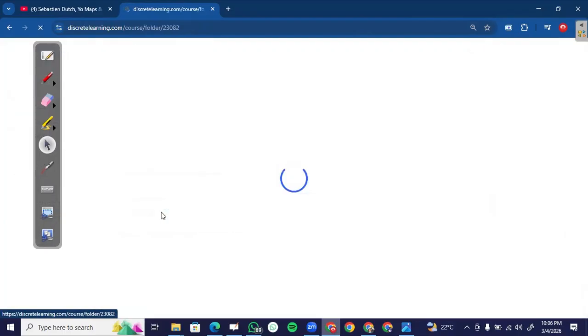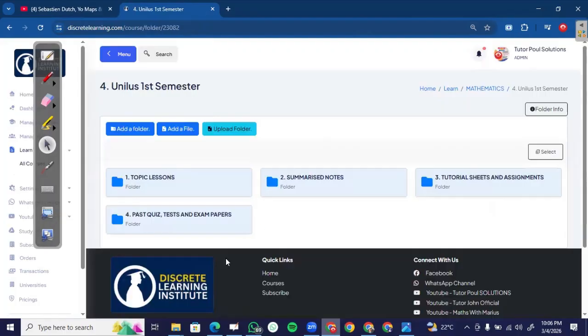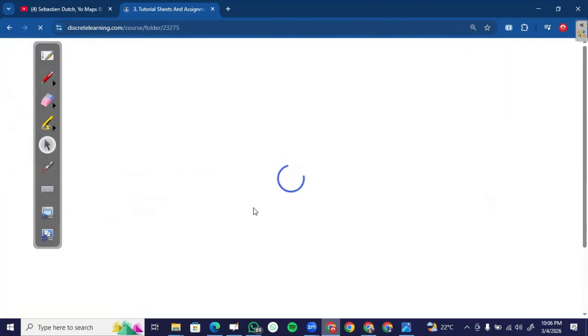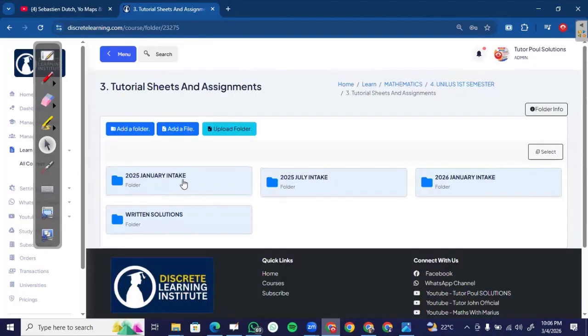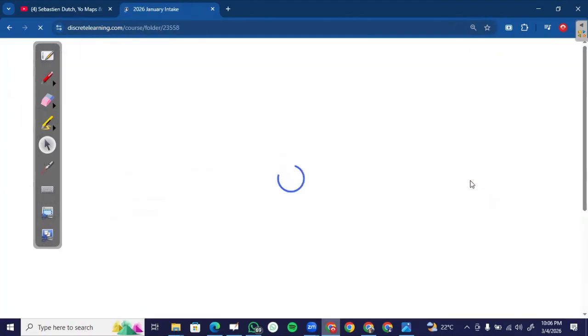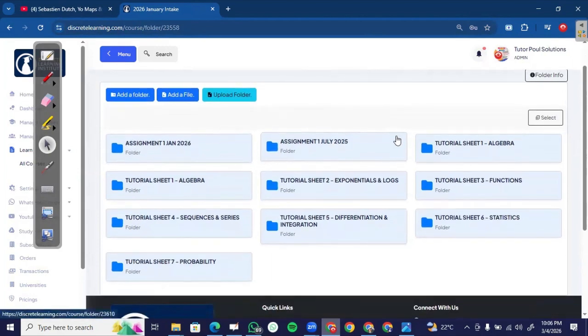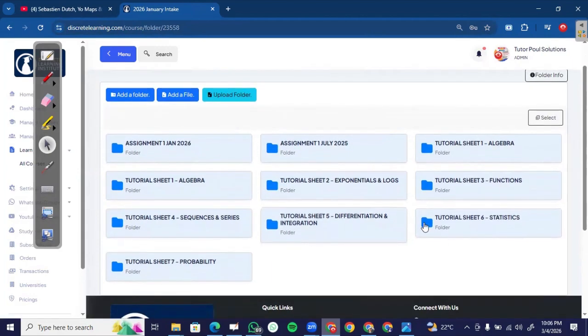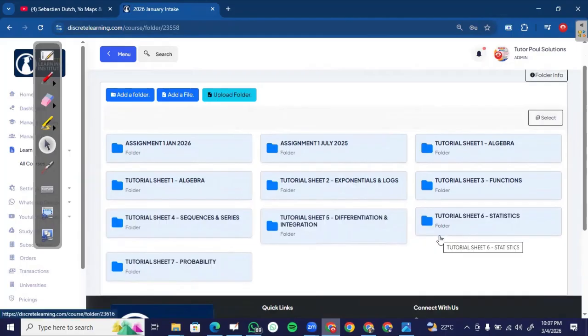So if I click on the semester one, you see that it's going to open and I'm going to have four folders: topic lessons, summarized, tutorial sheets, past quiz test, and exam paper. So if you go, for example, in the tutorial sheets there, you're going to find videos for all the tutorial sheets. So you go to your intake. The current intake now is 2026 January. I'll go in the 2026 January there. And you're going to see here the assignments are there and all the tutorial sheets are there, so you can watch and learn from these videos at your own particular time. And if you have any question, you inbox us.